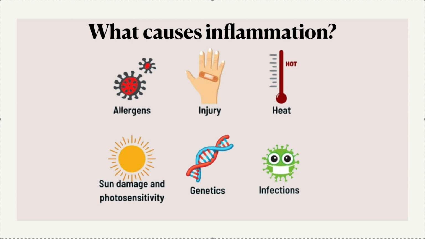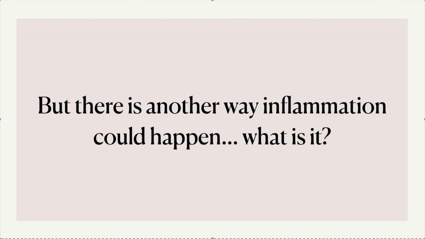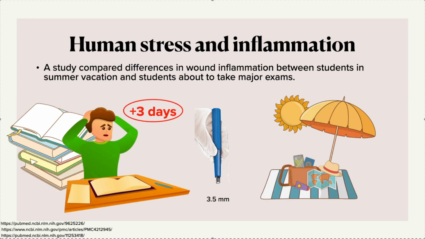There are 6 main causes of inflammation: allergens, injuries, heat, sun damage and photosensitivity, genetic reasons, and infections. However, there is one other way inflammation could happen through recent research, and that is stress. So in one study, scientists looked at the relationship between human stress and inflammation.